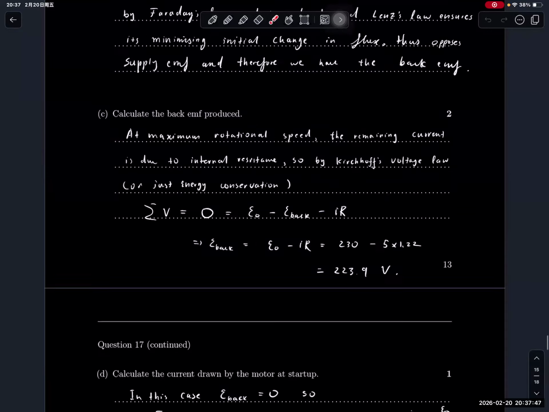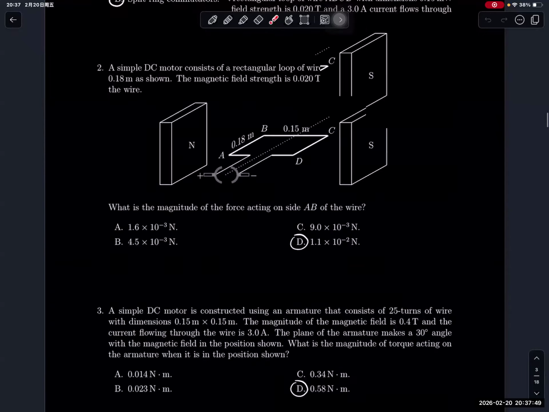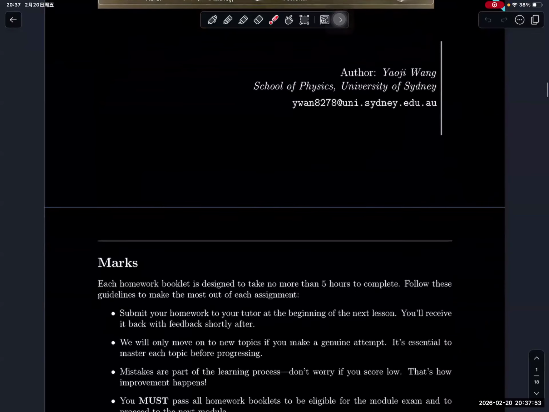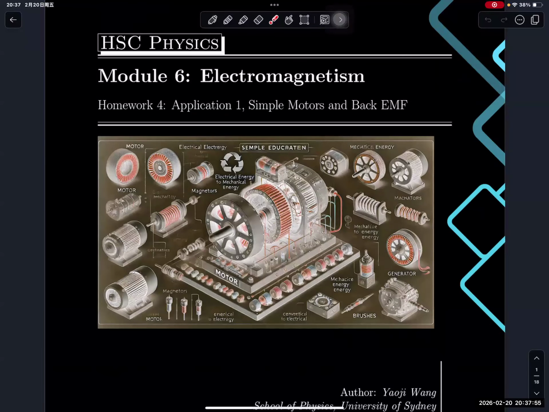It's quite short for the homework this week, and it's also relatively easy because the content is not very heavy. So this is it for this booklet. I will see you in the next booklet. Enjoy physics.